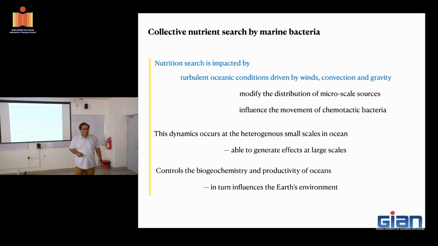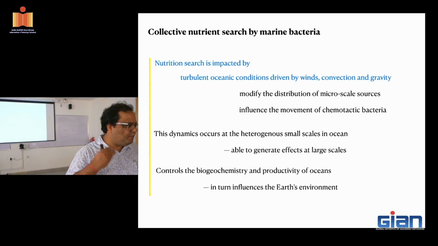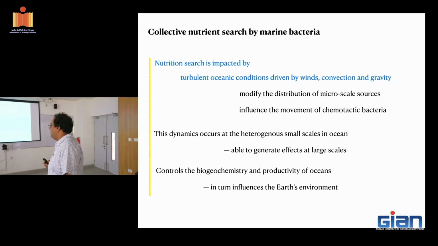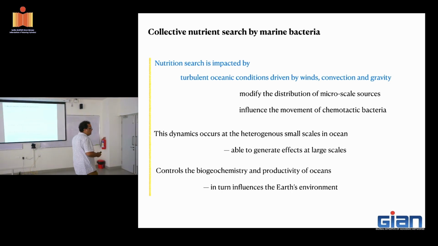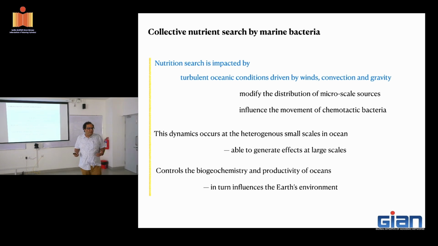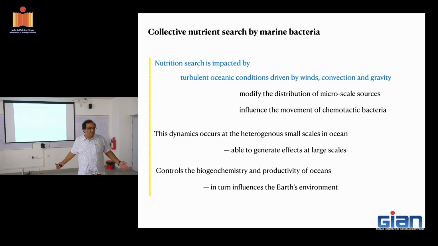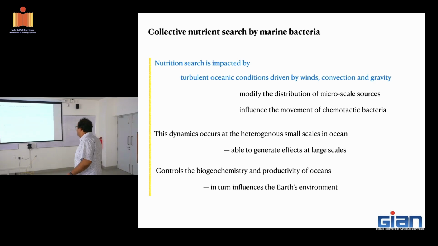Yes? There could be a possibility that this oceanic flow might help these bacteria. Yeah, this is part of the game. This is part of the game. It can help, it can make it difficult, but I don't care. I mean, I'm not emotionally attached to the bacteria, right? I'm a physicist, I'm going to model it. So I will just turn off my emotions, but this process controls the biogeochemistry and productivity of the ocean, and in turn influences the Earth environment. So it's an extremely important part of our planet.